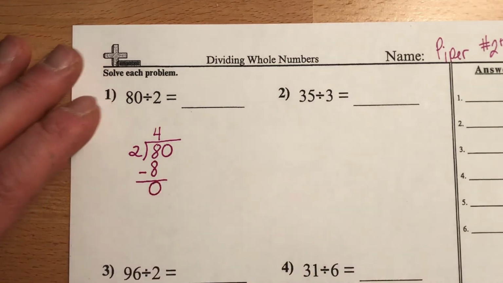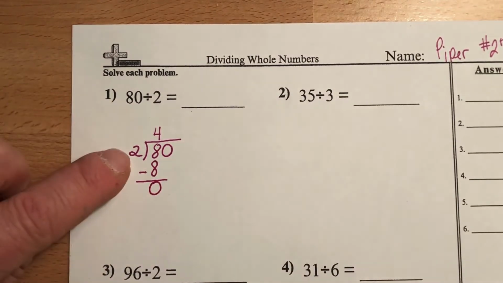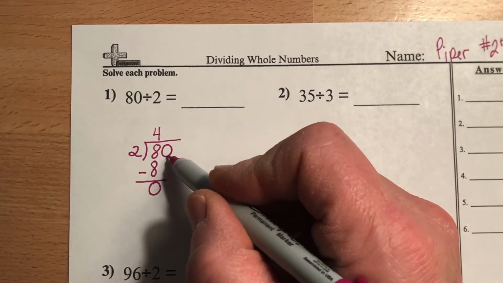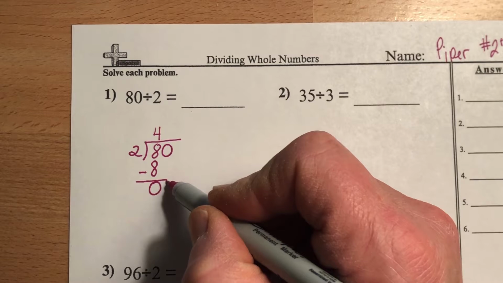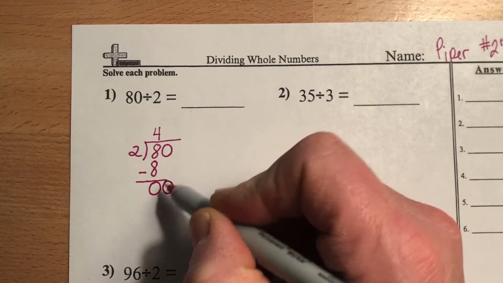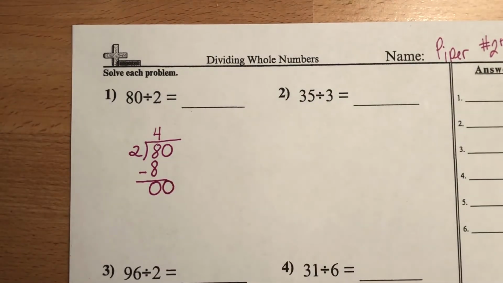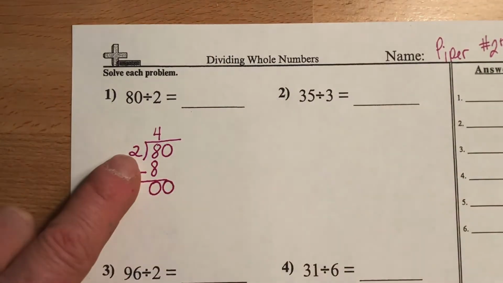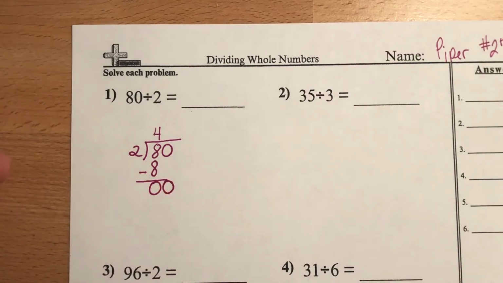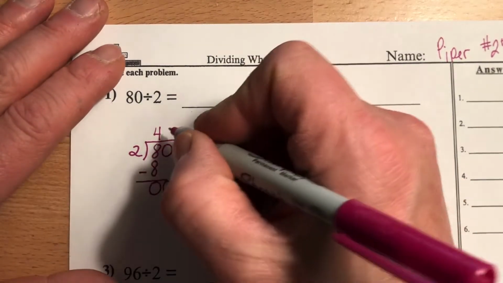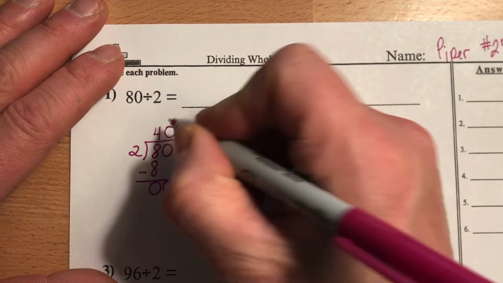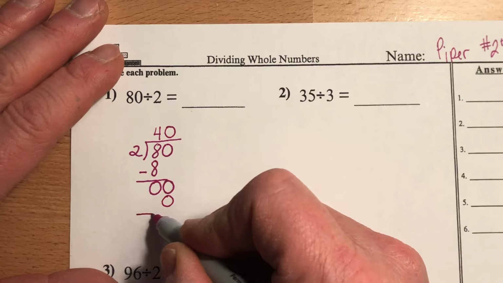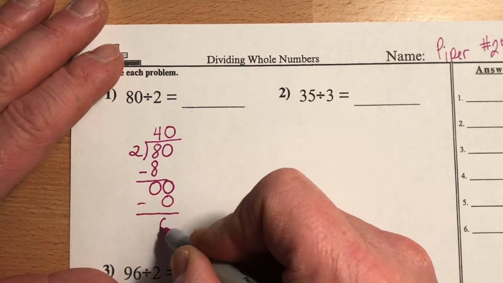Okay? I'm good. 0 is smaller than 2. I'm in good shape. Then I have to bring down the ones place. Even though it's a 0, I still bring it down. And look, I end up with 2 zeros. But I still have to find out how many 2's will fit into 0 in this one place. How many 2's fit into 0? Or how many 2's do I count by to get to 0? And the answer is 0. And 0 times 2 is 0. And I subtract 0 minus 0, that's 0.